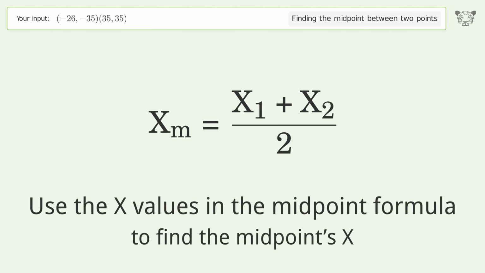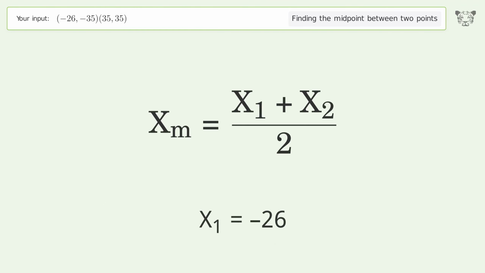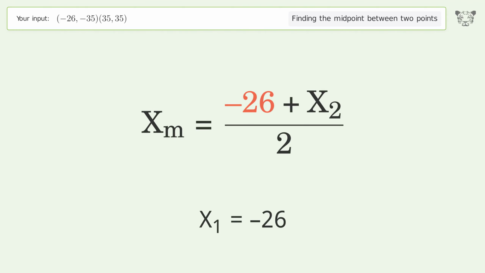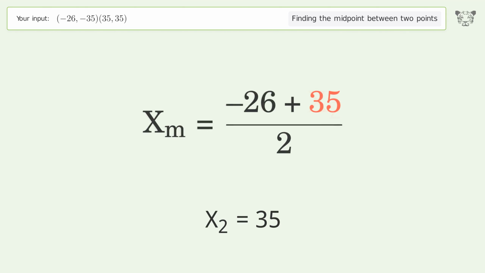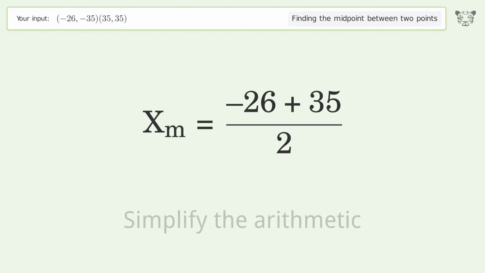Use the x values in the midpoint formula to find the midpoint's x. x1 equals -26. x2 equals 35. Simplify the arithmetic.